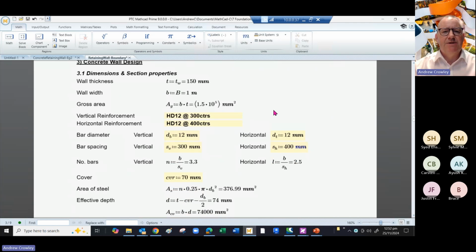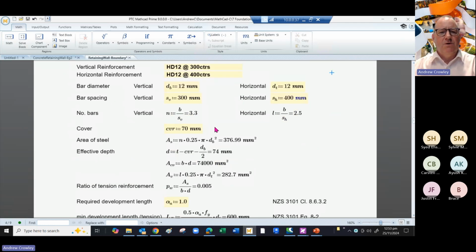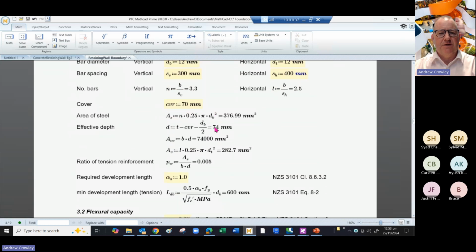So some basic parameters. Our wall is 150 millimeters thick. We're taking a unit length of it, and we're having a guess of what the reinforcement will be. So let's have a guess at HD12s at 300 for the vertical bars. The laces or the anti-crackers are also HD12s, but this time at 400. So from that, you can work out what your steel areas are.